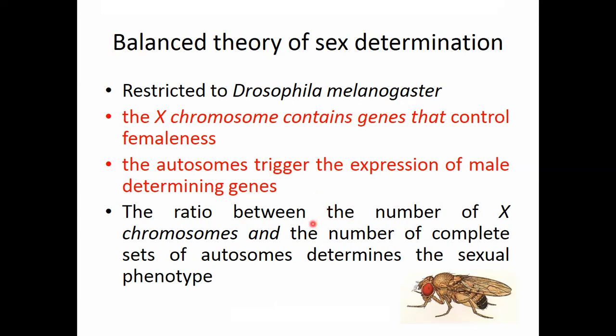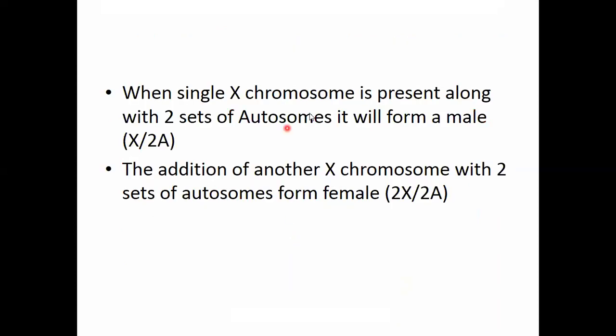And the ratio between the X chromosome and the number of complete sets of autosomes decides the sexual phenotype of Drosophila. When a single X chromosome is present along with two sets of autosomes, it will form a male. So 1X along with 2. So 1 by 2, number of X chromosomes divided by number of autosomal sets, the answer is 0.5. And we have discussed previously that if the ratio is 0.5, it will form the male.